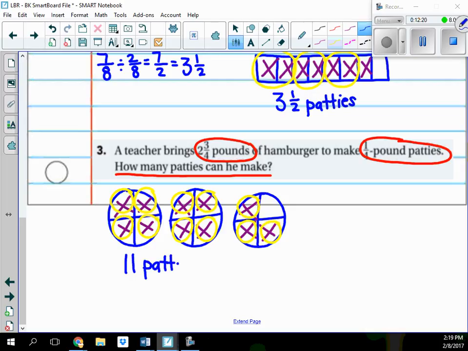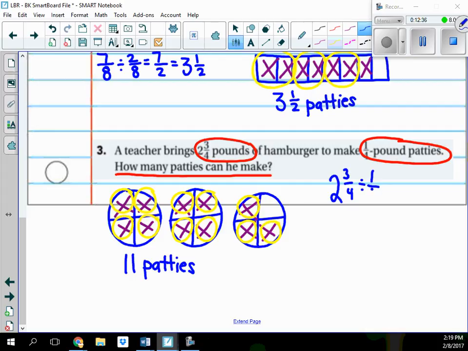Now, what is my number sentence going to be for this problem? Julie, what's my number sentence going to be? It's going to be 2 3/4 divided by 1/4. JJ, will you help me solve this using an algorithm?